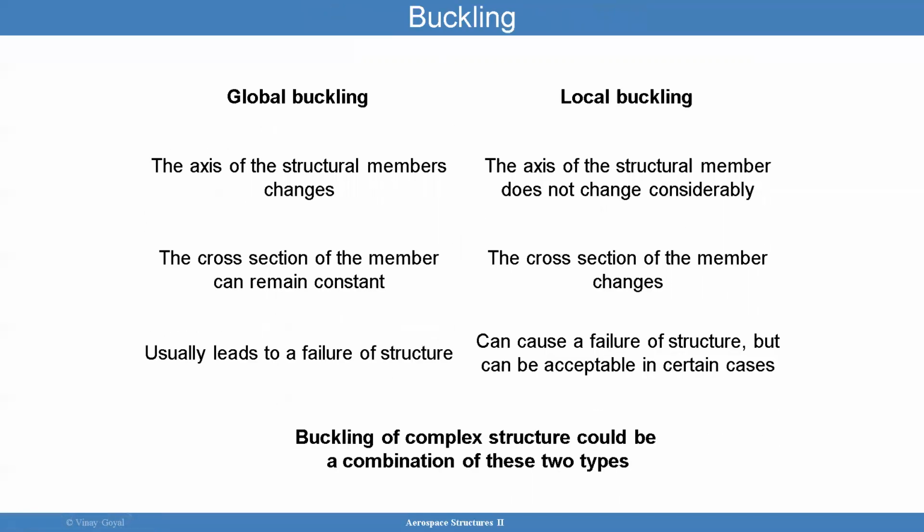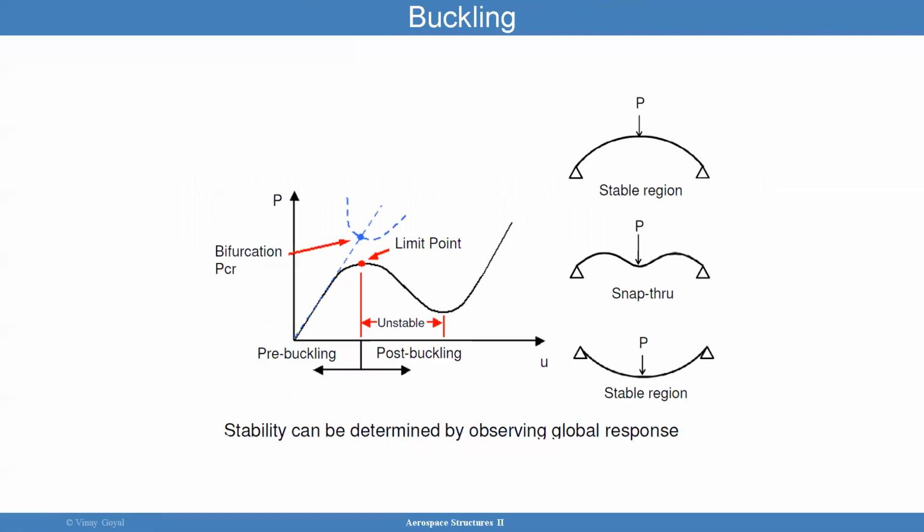In global buckling, the cross-section of the member can remain constant, while in local buckling, the cross-section of the member changes. Global buckling usually leads to a failure of the structure, and local buckling can cause the failure of the structure, but can be acceptable in certain cases. And so the buckling of a more complex structure could include a combination of these two types, and the video played of that NASA cylinder is one of those complex problems because it can have pocket buckling, which is a local buckling, and then more of a global phenomenon.